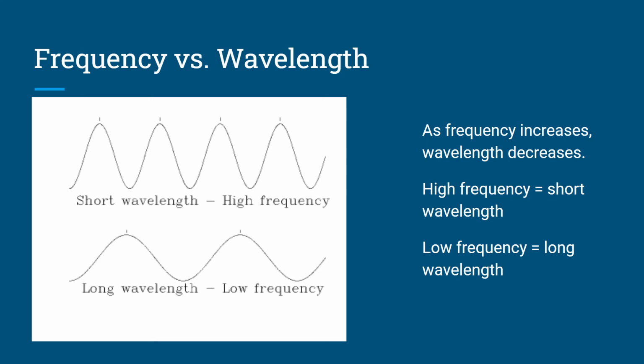Frequency and wavelength. So it says as frequency increases, wavelength decreases. So the more waves we have, the less distance there is between them. That should make a lot of sense, I would think. So high frequency would be very, very short wavelengths because there's not enough space to fit a lot in between them. It has to be wave on wave on wave. On the bottom there, we have low frequency, which means long wavelength. Lots of space in between waves because we don't have as many cycles.